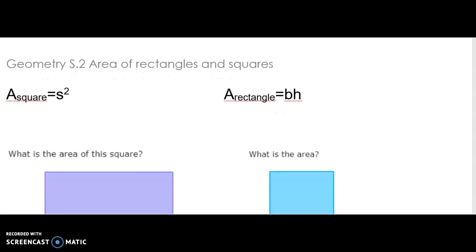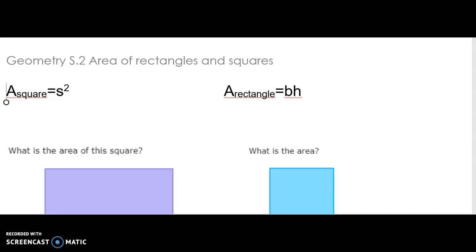S2, area of rectangles and squares. So on S1 we found the perimeter of polygons, so we added all of the sides together, to be able to find the distance around.